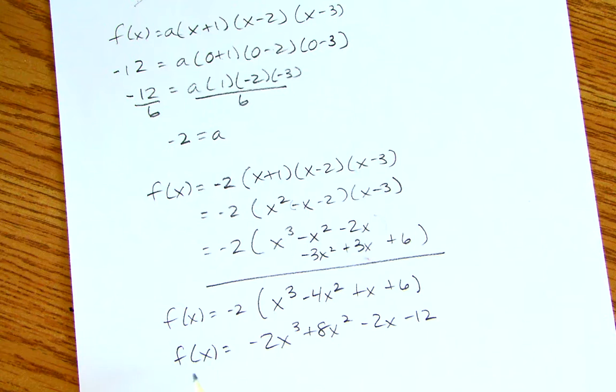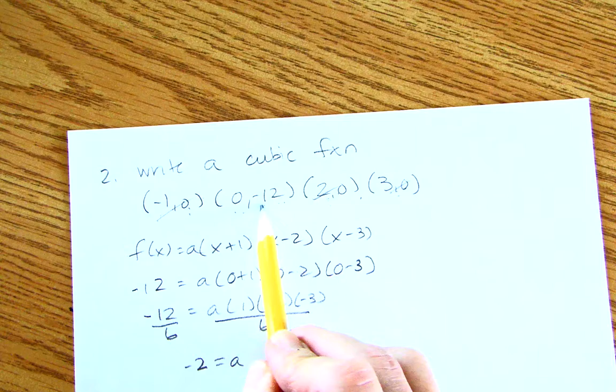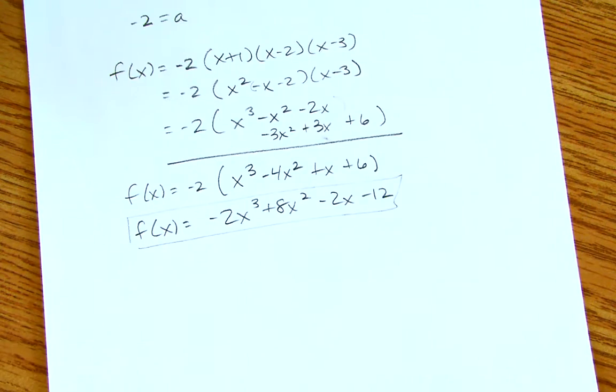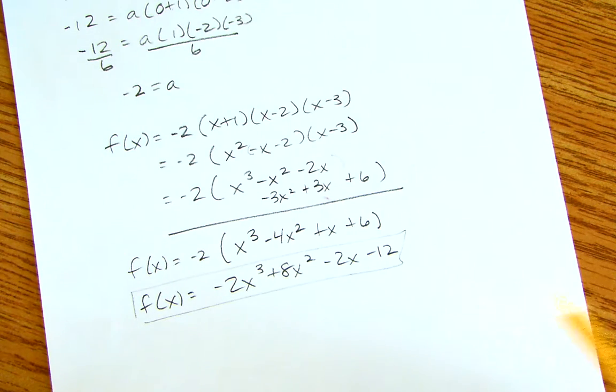And I suppose if you graphed this on GeoGebra, if you didn't make any mistakes, then it should return these 3 zeros and that y-intercept. So you could check yourself on GeoGebra. But that's writing functions given points. In part 2, I show you how to write a function using finite differences.